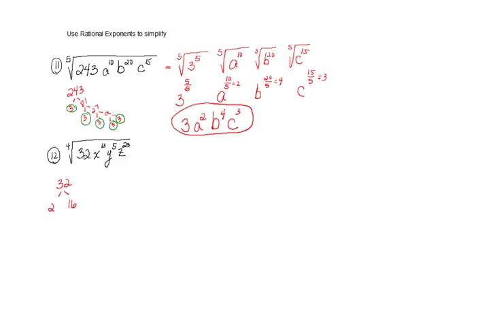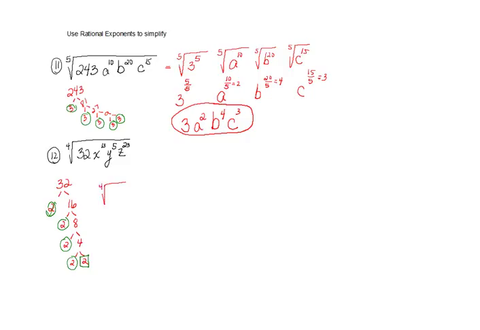So the way that I'm going to write this is the 4th root of 2 to the 4th power, and the 4th root of 2. Well, 2 to the 4th power is 16. 16 times 2 is 32. So that is the 4th root of 32. We just expanded a little bit, so it's easier for us to deal with.